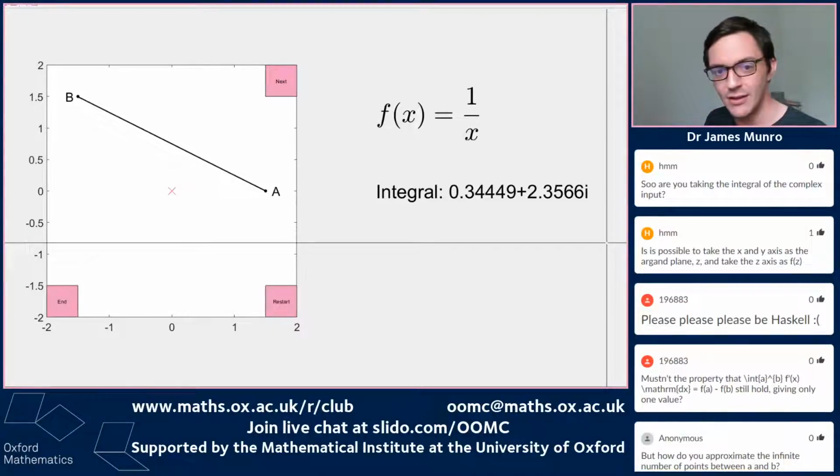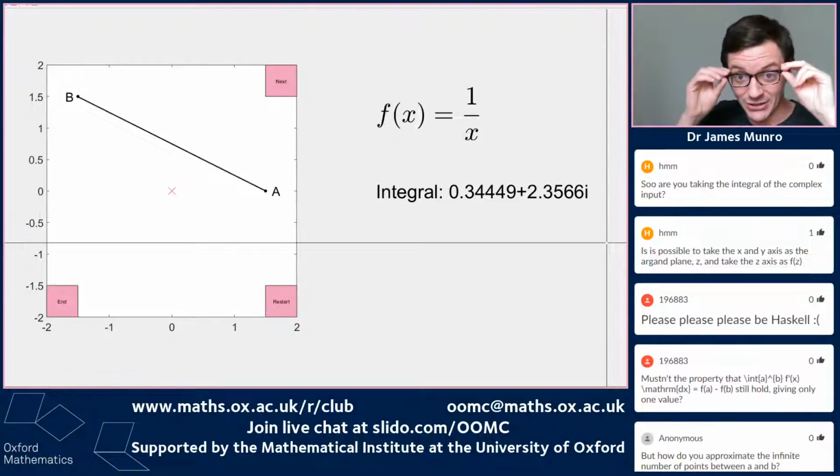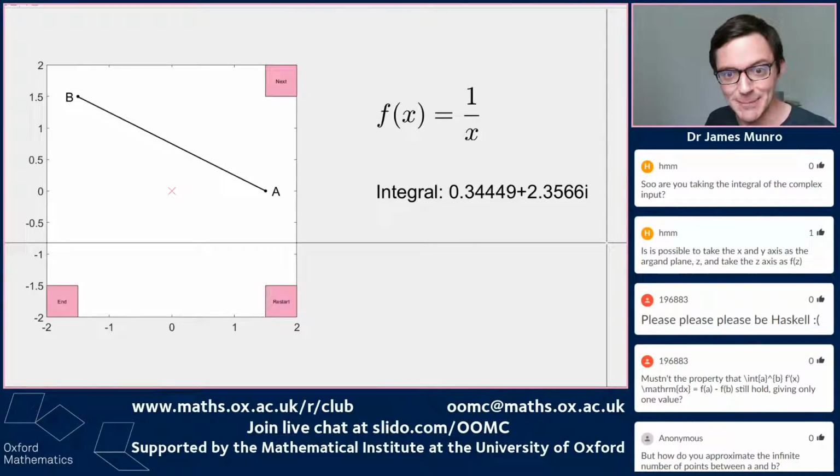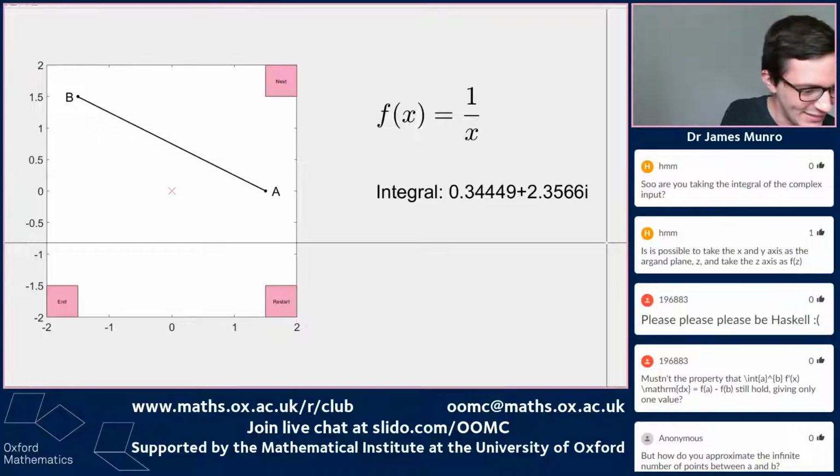Okay. Have you spotted what happened? So it did one straight line, and look, the answer is 0.34 plus 2.4-ish i. It's about the same number. Right, my computer's doing some approximations and my code's not great. I'm going to claim that's the same number. Am I going to get away with that?